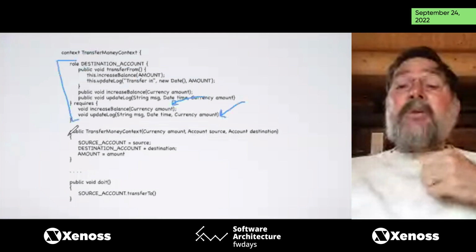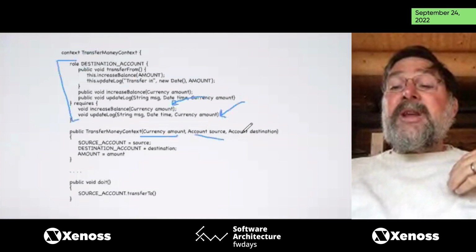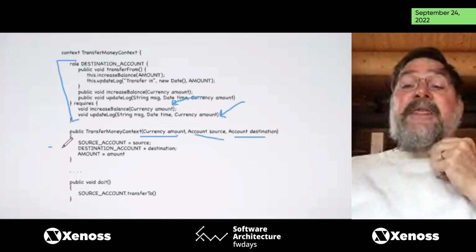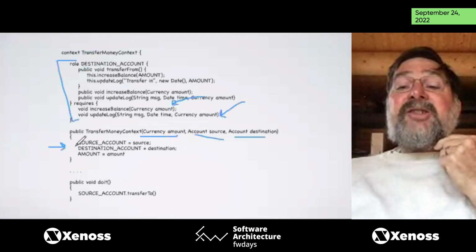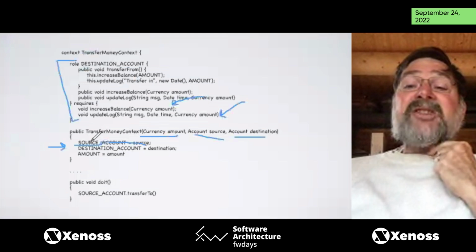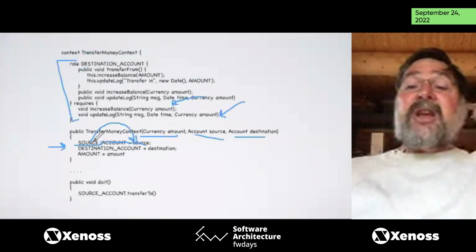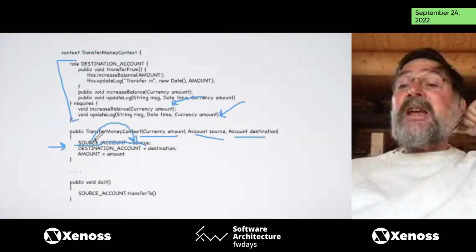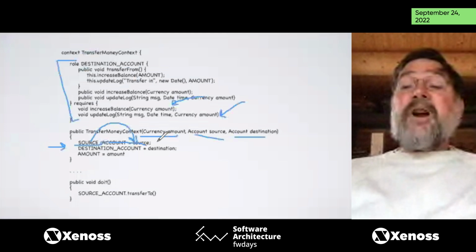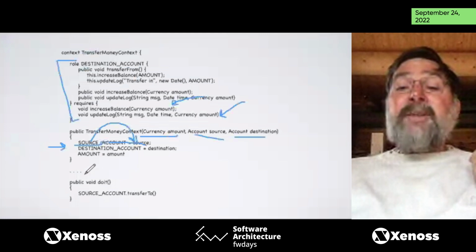Here's a constructor. When we build a context, we give it an amount, we give it a source account, we give it a destination account. These statements are magic. When we say source account equals source, what it does is it injects the methods of source account into this object called source. And whenever we refer to source account as a name, it will refer to that object or to methods of source account. And we do the same for destination account and amount.